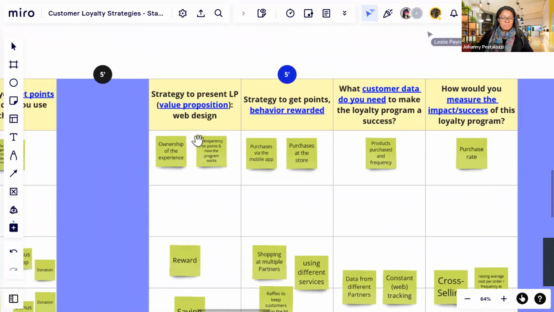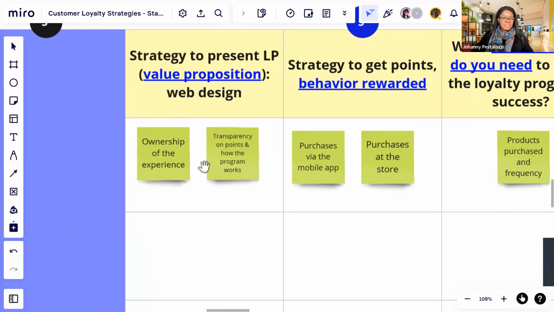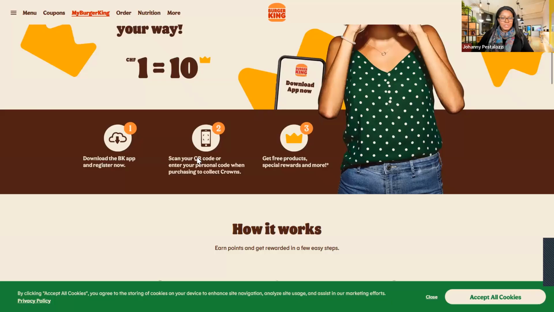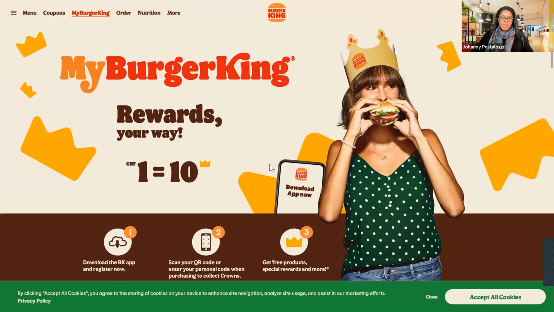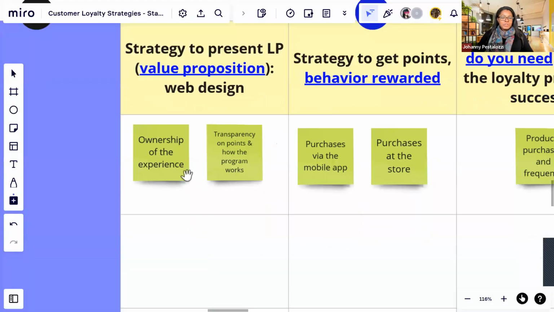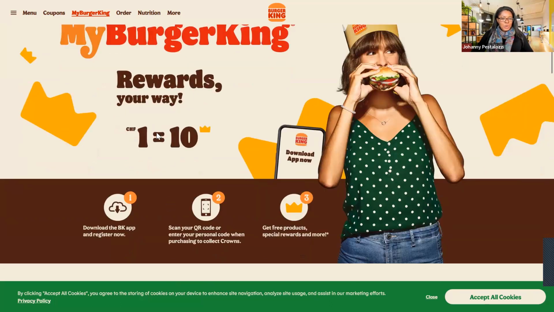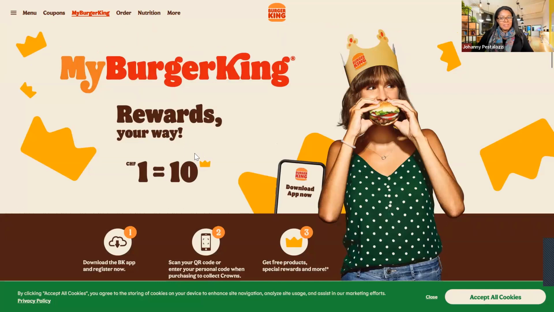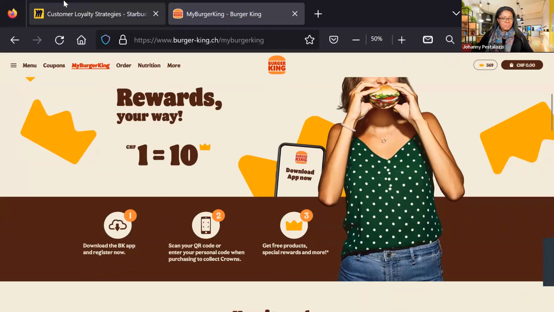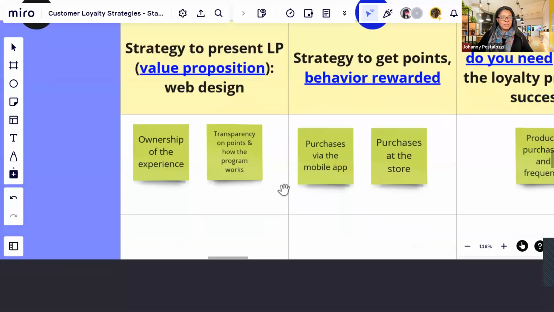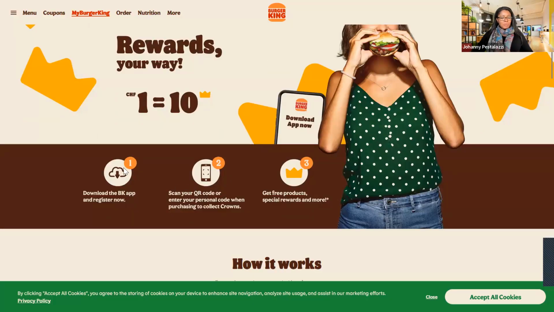From the side of Burger King, the value proposition on the page is ownership of the experience. So essentially here, as you can see, rewards your way. Somehow, you purchase a product and you own it directly. Then transparency on points and how the program works. And I think this part of 1 franc equals 10 crown points helps transparency, although it doesn't really show what you can do with these 10 crowns, but at least you can get more or less an idea of how many crowns you get, right? And then how the program works, it goes 1, 2, 3, and how you can start using it.